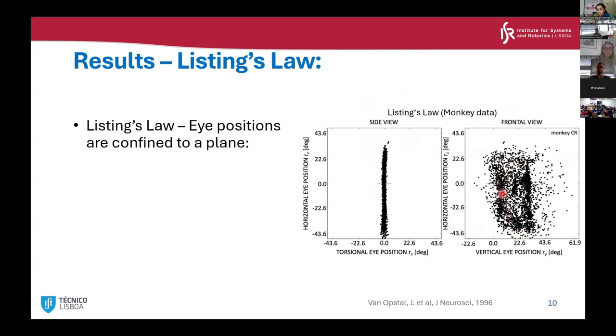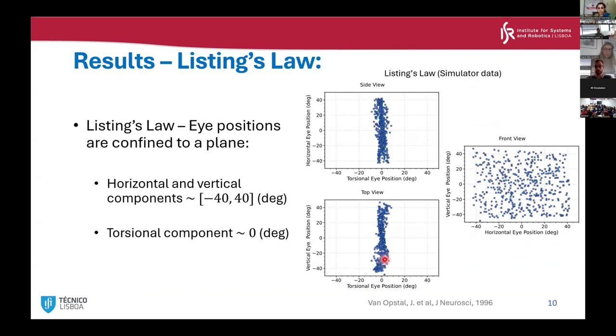Note, however, that despite this being from -22 to 60 degrees, the torsional component of the eye remained pretty closely scattered around 0 degrees. Again, comparing this with our simulation data, we can see that they are quite similar. Again, in this case, our agent was tasked with creating saccades all across its oculomotor field.